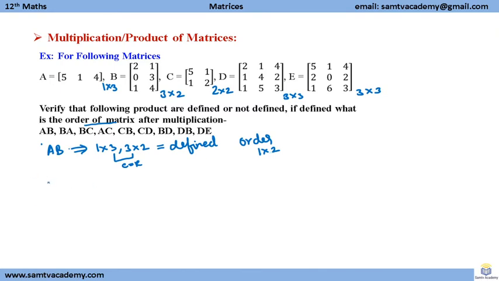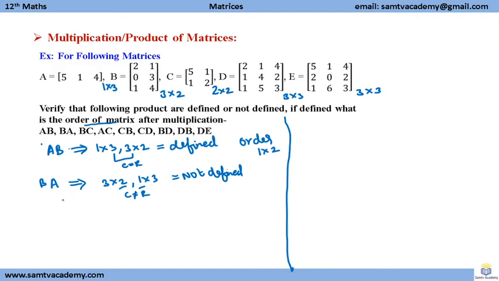Similarly, we will take the next example, BA. First we write the orders. The order of B is 3 by 2 and the order of A is 1 by 3. Here the columns are not equal to the rows, so this product is not defined. If it is not defined, there is no need to calculate the order.